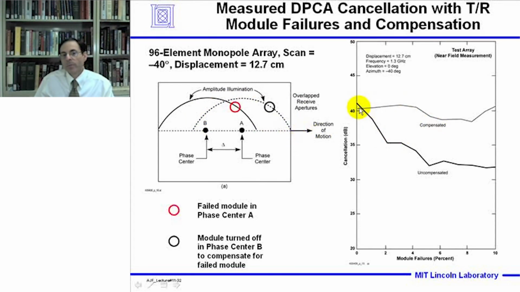Now this shows an experiment that was conducted where modules had been simulated as being failed, and so the heavy curve is the uncompensated cancellation as the module failures increase to 10%. By compensating for the failed module, in other words, turning off the corresponding module in the other phase center, we see we can restore roughly 40 dB clutter cancellation, and so that's a significant effect.